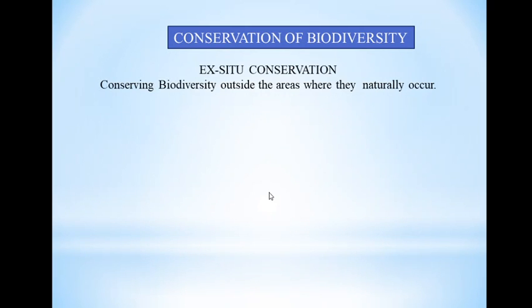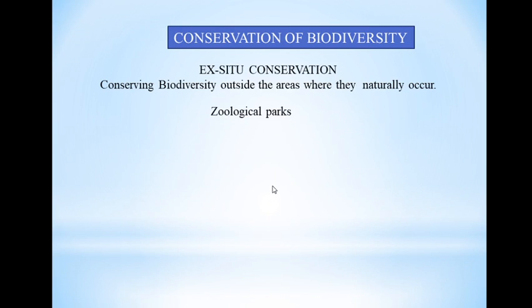And there are two basic methods of conservation of biodiversity. One is ex situ conservation. Ex situ conservation means conserving biodiversity outside the areas where they naturally occur. When conservation is not possible in their native habitat, they are brought to other places and given protection, and in captivity they are reared and their breeding is ensured. That is ex situ conservation.